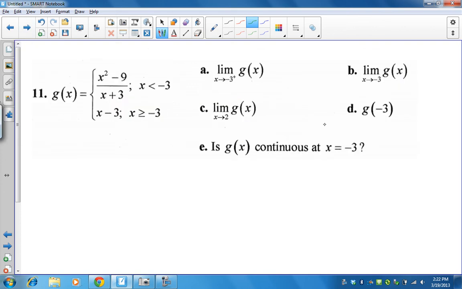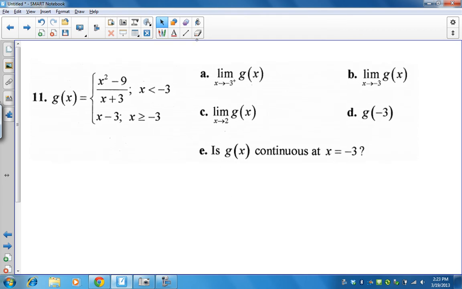11 here, the same type problem. I'm not going to go into as great detail though. Number 11, I will go ahead and identify left and right sides. X is less than 3, that's the left side. If x is greater than or equal to 3, this is the right side.